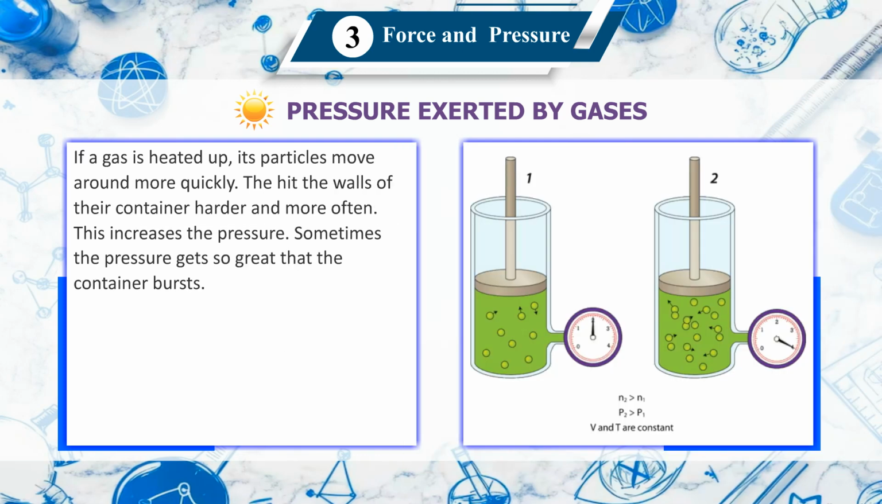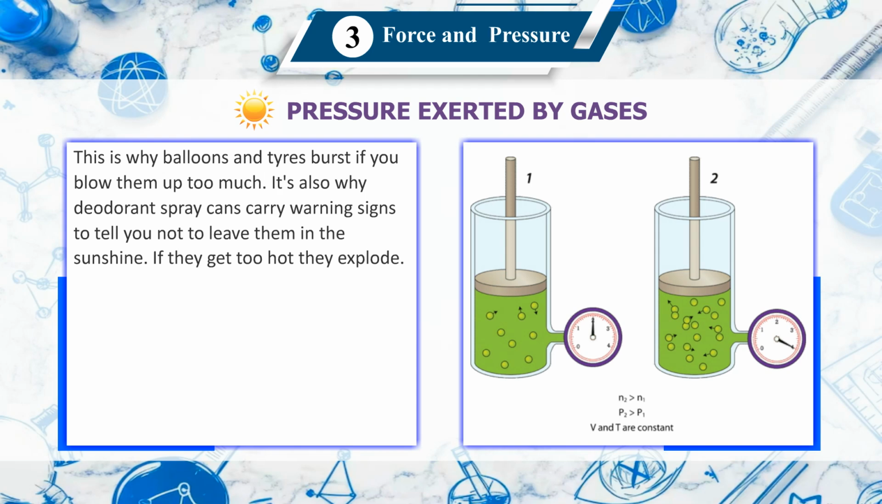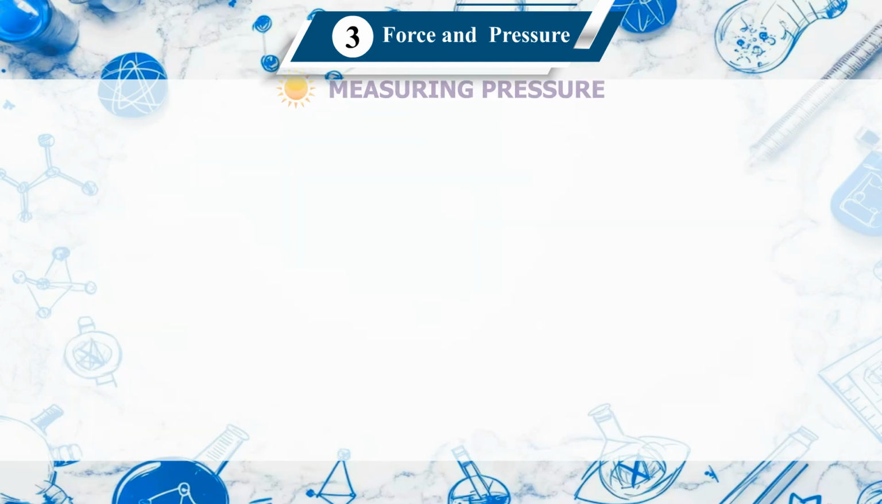If a gas is heated up, its particles move around more quickly. They hit the walls of their container harder and more often. This increases the pressure. Sometimes the pressure gets so great that the container bursts. This is why balloons and tires burst if you blow them up too much. It's also why deodorant spray cans carry warning signs to tell you not to leave them in the sunshine. If they get too hot, they explode.